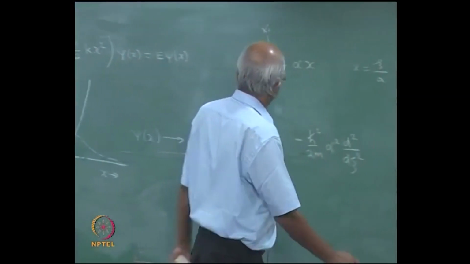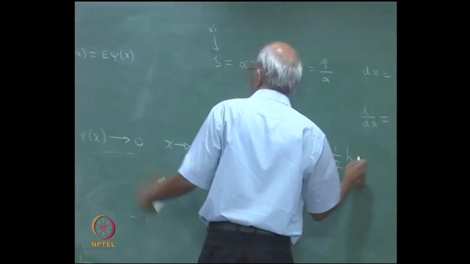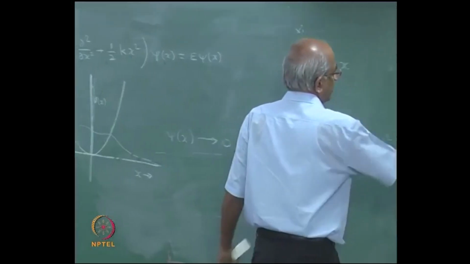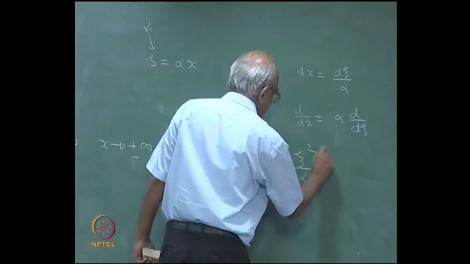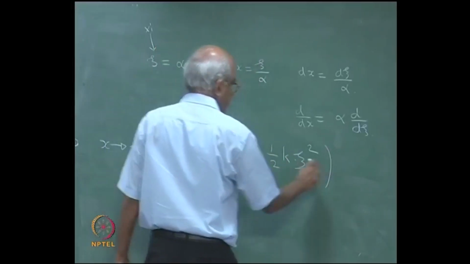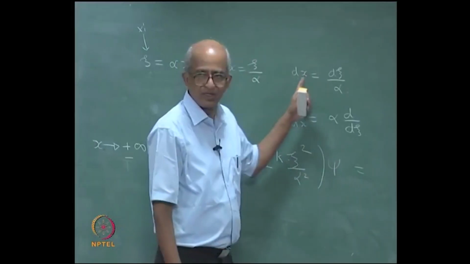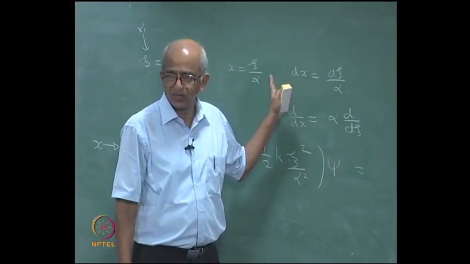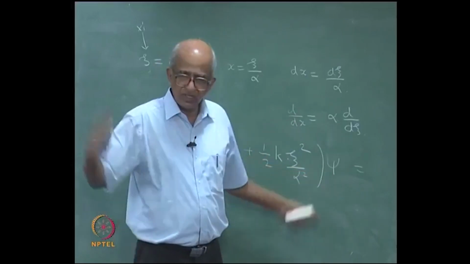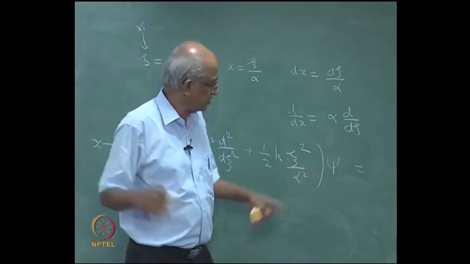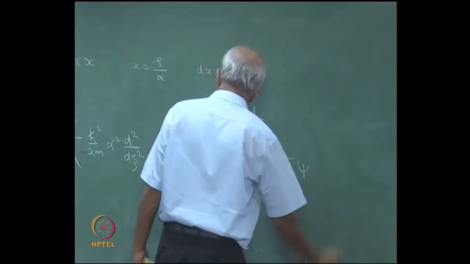So, this is that equation, and what will happen, I have plus 1 by 2 k, I decided that I do not want x, but I want xi. So, therefore, that is going to be xi square by alpha square, and the whole thing is going to operate upon psi. Psi will now be considered as a function of the new variable xi. It was a function of x, but now it is a function of xi, and this is equal to E psi, that is the equation.